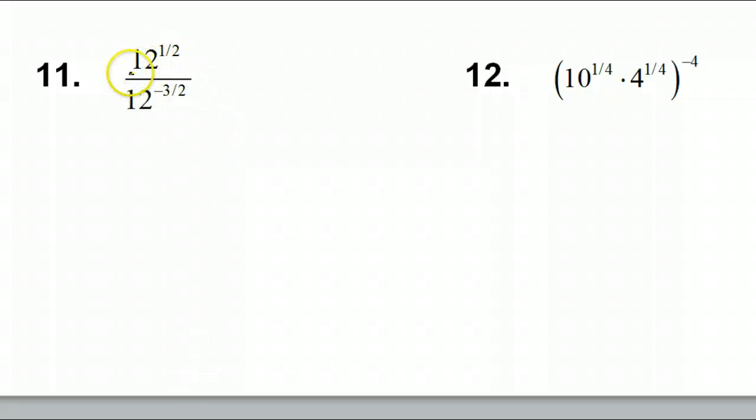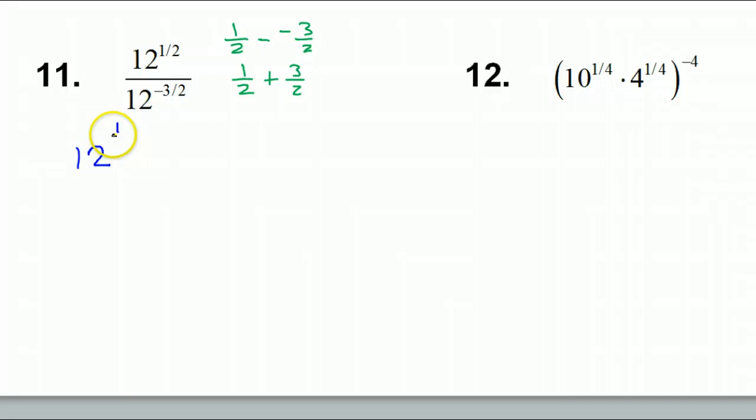All right, number 11. The bases are the same, so we can go ahead and subtract these exponents. Now be careful. I have to do 1/2 minus negative 3 over 2. Please remember that when you subtract a negative number, you add. So I'm getting ready to do 1/2 minus negative 3 over 2. But please understand that that's the same thing as 1/2 plus 3 over 2.